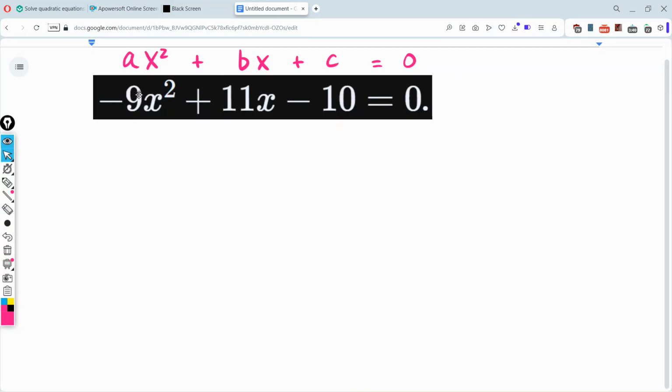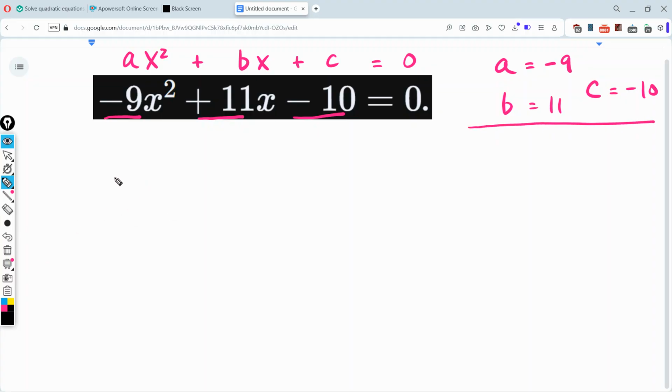All right, so as always, we have a quadratic equation, ax squared plus bx plus c equals 0. Make sure it equals 0. All right, so we can see once again, the A is negative 9. The B value is positive 11. And the C value is negative 10. All right, so we will be using those.